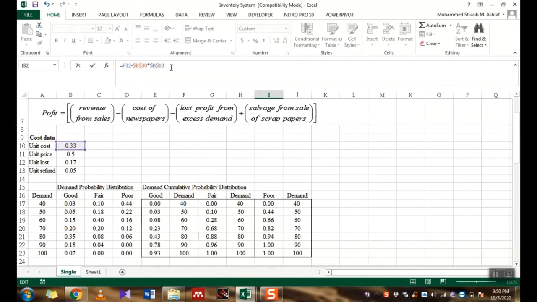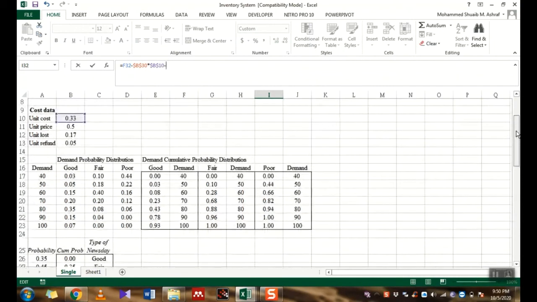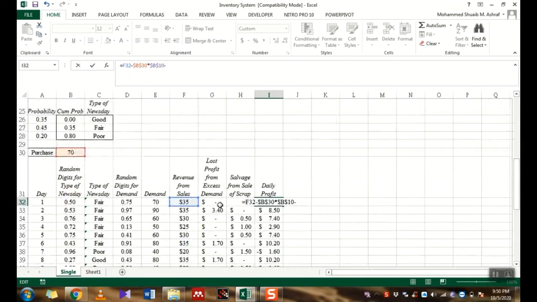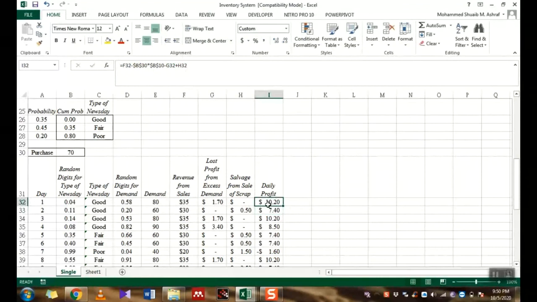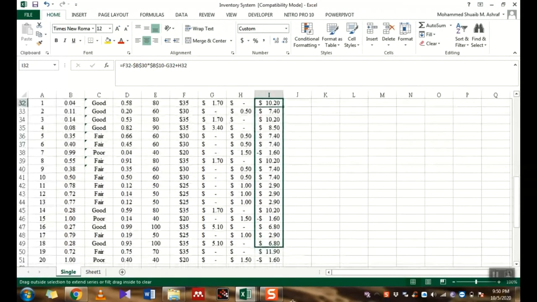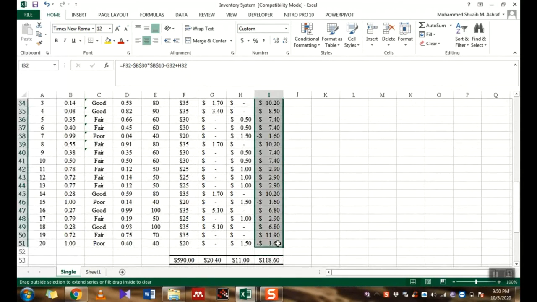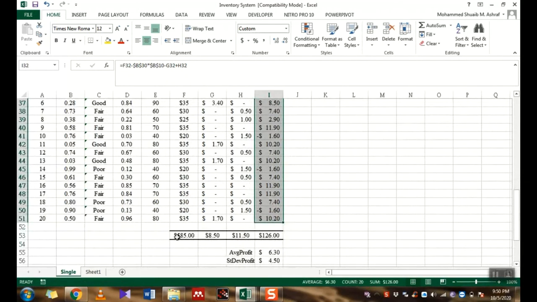The 70 newspapers will be purchased at the cost of 33 cents, minus lost profit from excess demand, plus, if there is salvage from the sale of scrap, S32. This is the formula to calculate profit. So profit is calculated for 20 days.